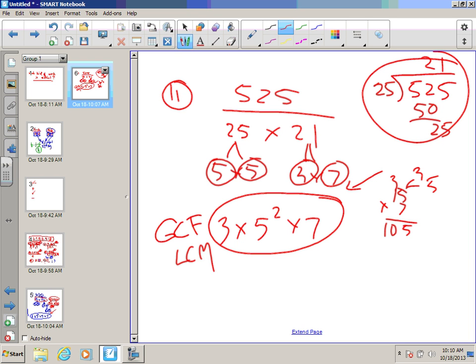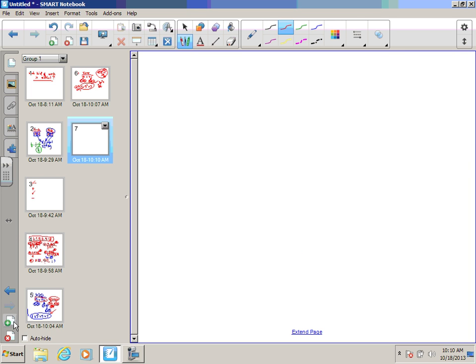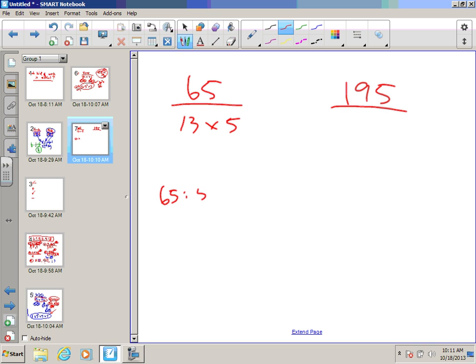So GCF, 13 through 15. I don't know how far you got, but any of those that you want to look at first, 13, 14, or 15? 13. 65 and 195. Divisible by 5. What times 5 gives us 65? 13. 13 is prime. So those are 5. So when I put them in order, 5 times 13.